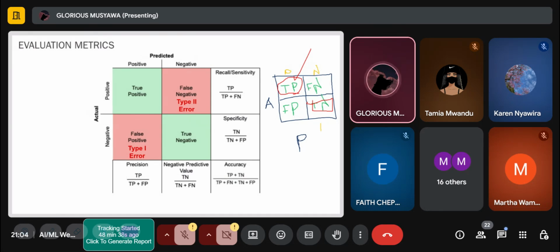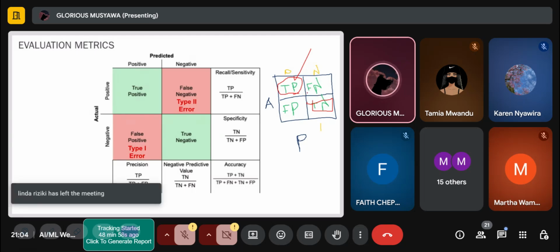It's like predicting correctly for a negative. Let's say, for example, for email spam detection, I think that's a better example. So the emails that are actually not spam and have been classified as not spam fall under true positive. And the emails that are spam and have been classified as spam fall under true negative.